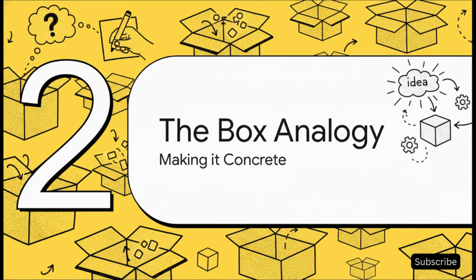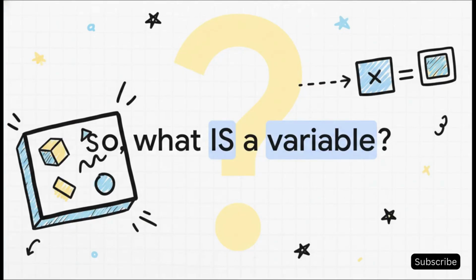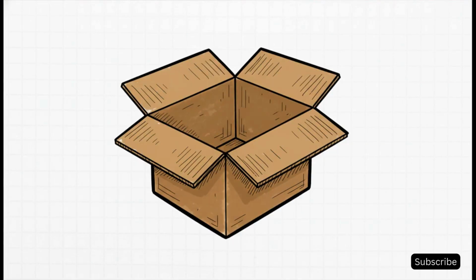Okay, let's pull this out of the abstract and make it super concrete. I've got a really simple analogy for you that's going to make this whole thing crystal clear. So what even is a variable, really? You know, when you strip away all the jargon, it's way simpler than it sounds. Just picture a box. Seriously, that's it. A plain old empty box. If you can picture that, you can understand variables.